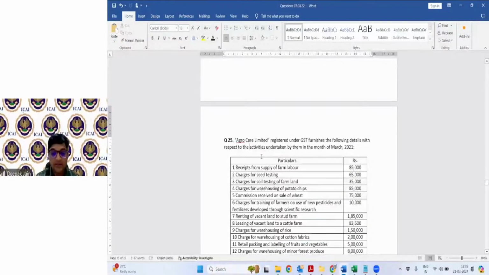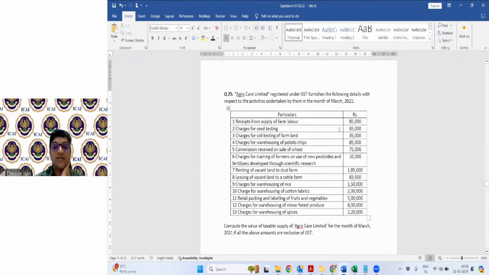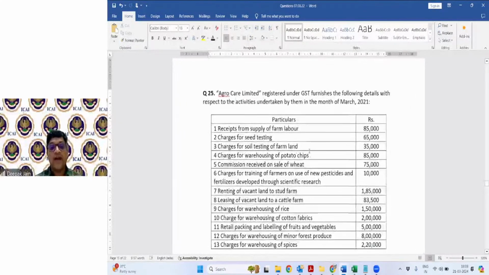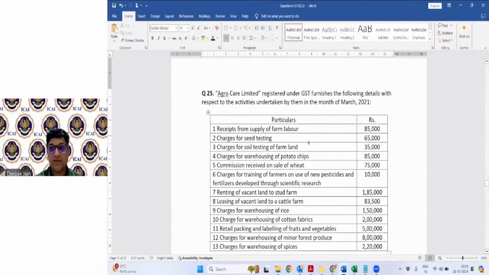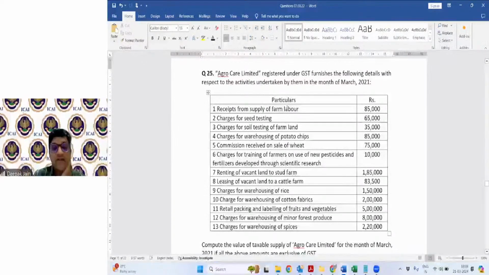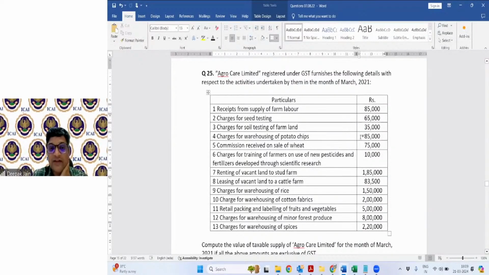Agro Care Limited, registered under GST, furnishes the following details with respect to activities which is undertaken by them in the month of March 2021. What are the activities? Receipts from supply of farm labor 85,000, charges for seed testing 65,000, charges for soil testing of farmland 35,000, charges for warehousing of potato chips 85,000, commission received. So various activities are there.